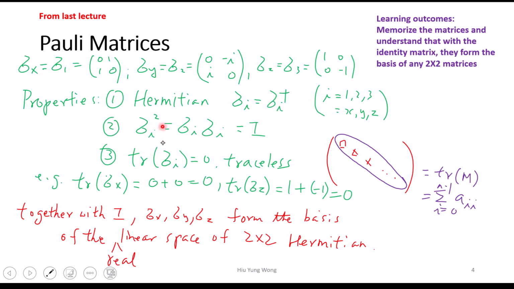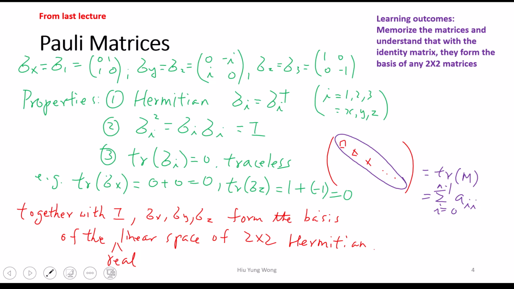And then if you multiply each to itself, you get an identity matrix: sigma x squared equals I, sigma y squared equals I, sigma z squared equals I. They are traceless. The trace means the sum over the diagonal of the matrix. For example, the trace of sigma z is 1 plus negative 1, so the sum is 0. So they are all traceless. You will find this is a very useful property for us to prove some identities later.